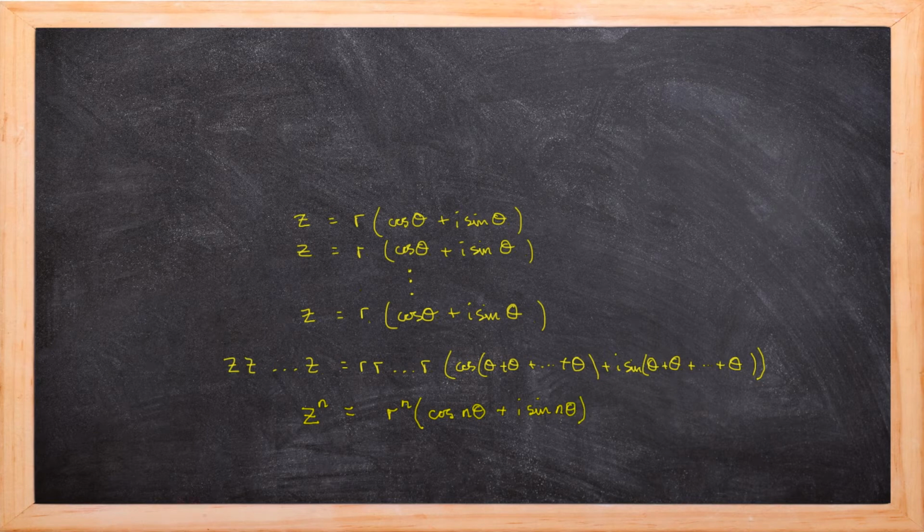So, in summary, if we raise a complex number to the power n, then its modulus gets raised to the power n, and its argument gets multiplied by n. So what I want to do now is to show you this in an interactive animated diagram so that we can just get a feel for the situation.